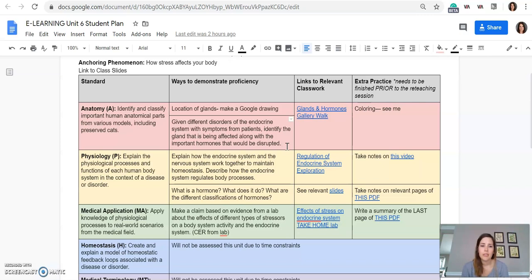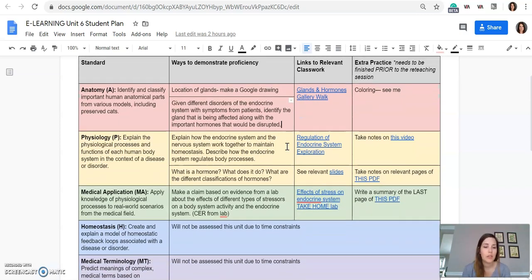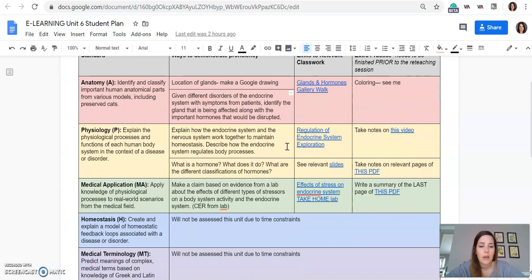Physiology, so we're going to start that today. You need to be able to explain how the endocrine system and the nervous system work together to maintain homeostasis, and then also describe how the endocrine system regulates different body processes. And then also you need to know what is a hormone, what does it do, and then the two classifications of hormones.